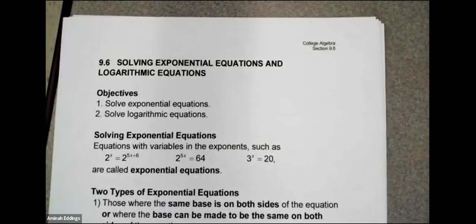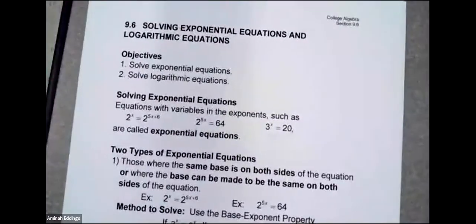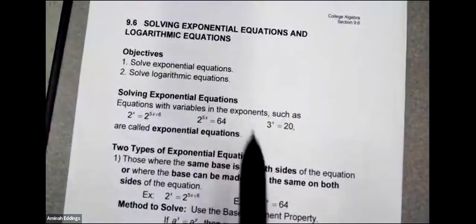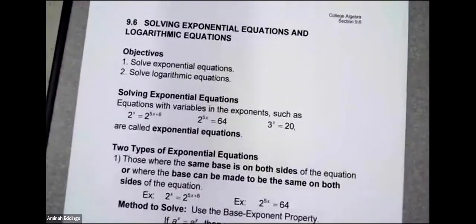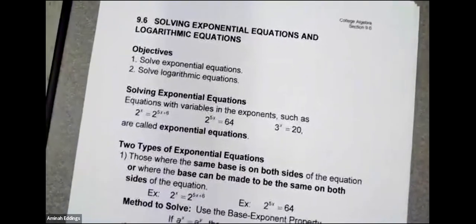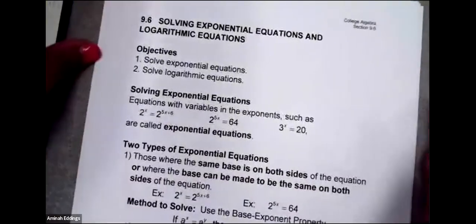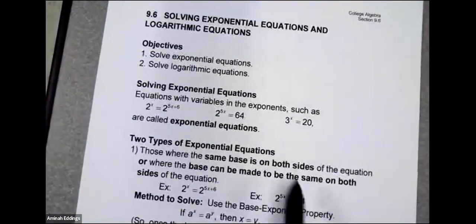So section 9-6 is solving exponential equations and logarithmic equations. Your two objectives, once you finish tonight, are that you should be able to solve both an exponential equation and a logarithmic equation. All right, so first of all, what does an exponential equation look like? An exponential equation is an equation with variables in the exponent.